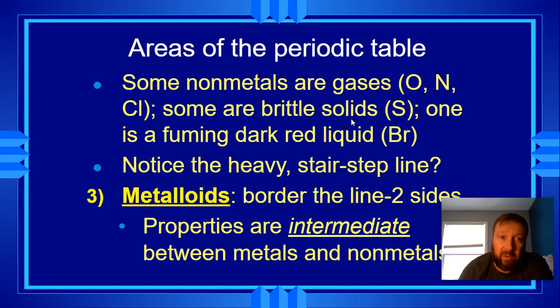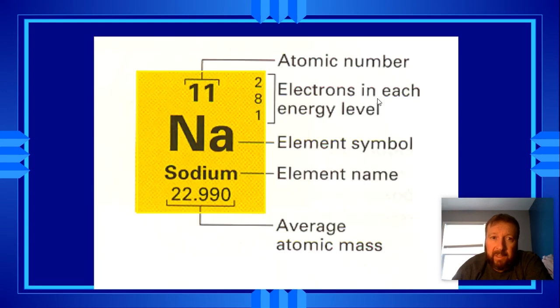And your third category is going to be the metalloids. Metalloids are going to have properties that are intermediate. They're between both metals and nonmetals. In fact, sometimes they can act as a metal, and sometimes they will have properties that are more like a nonmetal. And it's what allows metalloids to be very versatile.